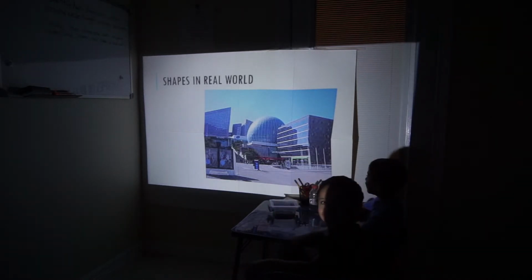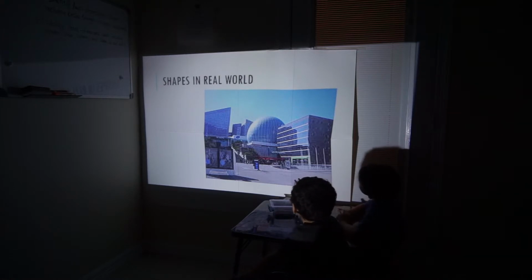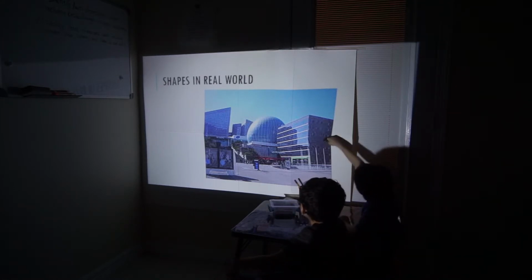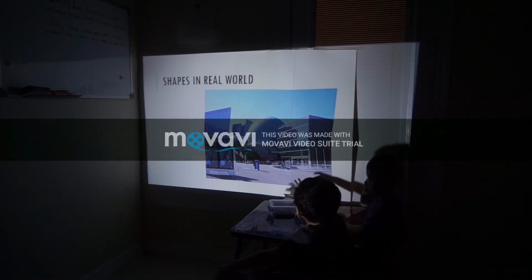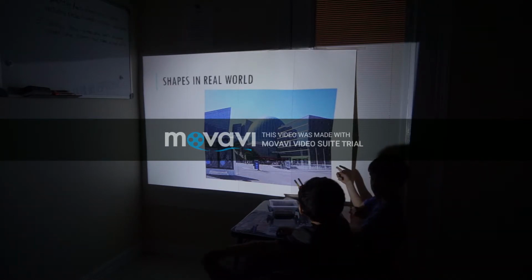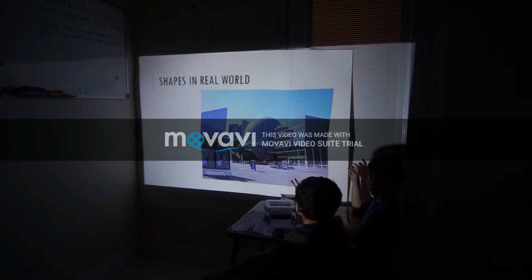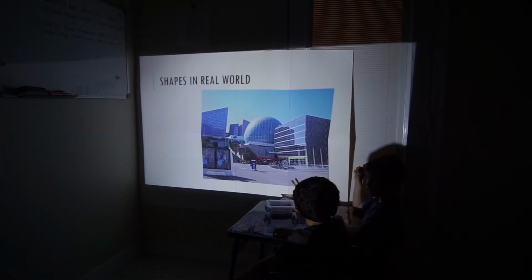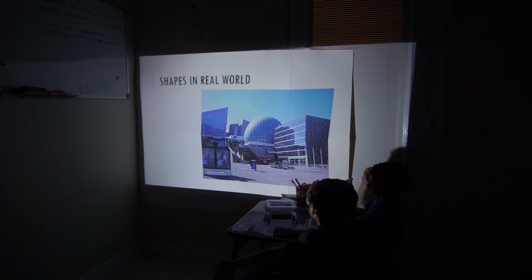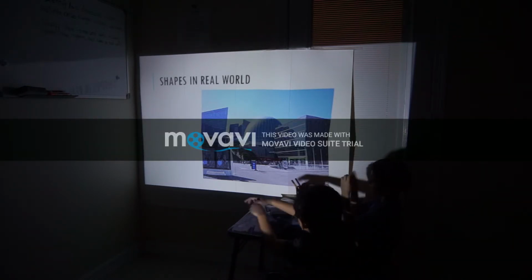Okay? Those buildings have different shapes. What shapes do you see in there? Rectangles. No, that's a square. A cube. And in 3D, this is not flat, it's a building. That's a cube, okay? And the circle one, what's the name of that circle? Lucas, what's the name of that circle? Sphere. Yes. The circle, that building is like a sphere.